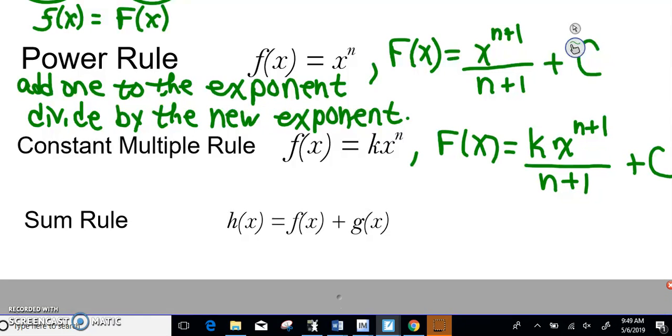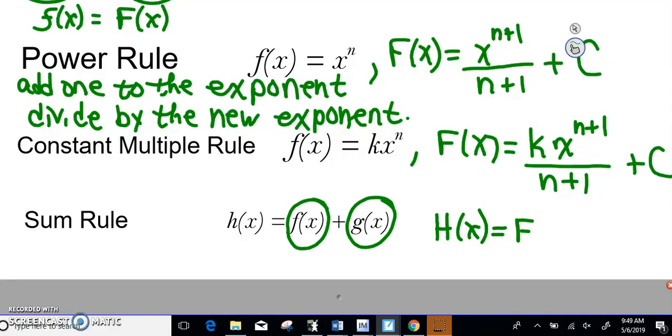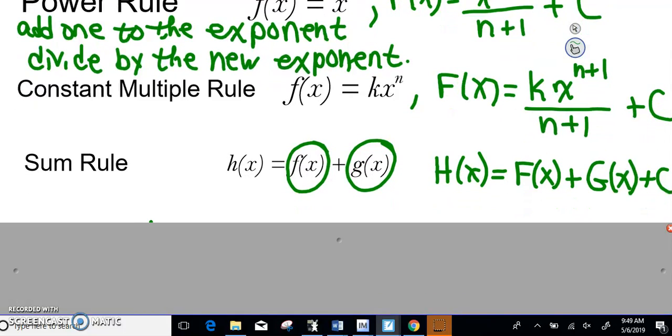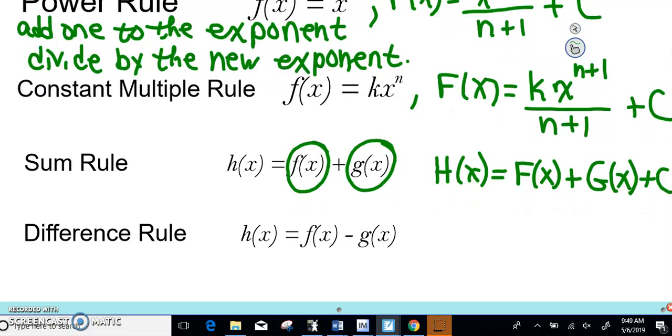Okay? The sum rule is even easier. So all you do is find the antiderivative of the f and the g functions, and then add them up, and then plus c. So capital H of x is capital F of x plus capital G of x plus c. Right? Which means that our difference rule does the same thing except for just subtraction in the middle. So take that, and put a subtraction in the middle, and plus c.